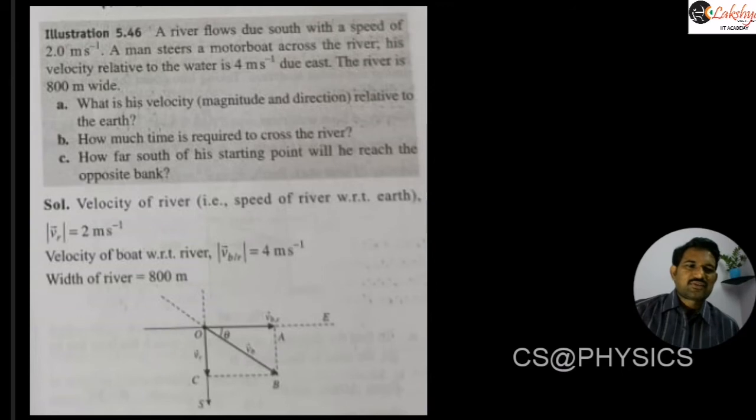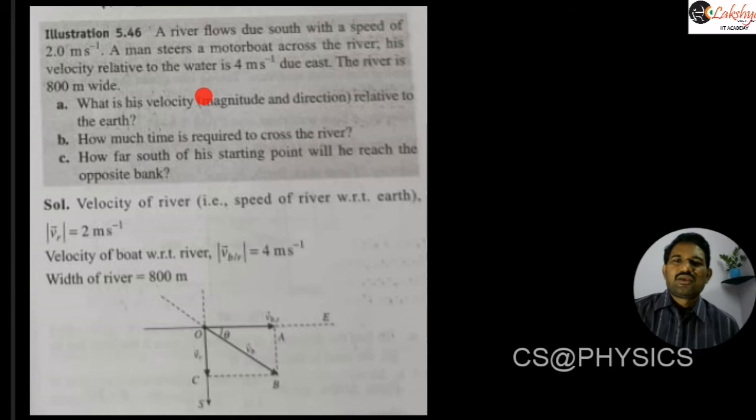Now let us see another question. A river flows due south with a speed of 2 meters per second. A man steers a boat across the river. His velocity relative to the water is 4 meters per second due east. The river is 800 meters wide. What is his velocity, the magnitude and direction, relative to the ground? How much time is required to cross the river? And how far south of his starting point will he reach the opposite bank?